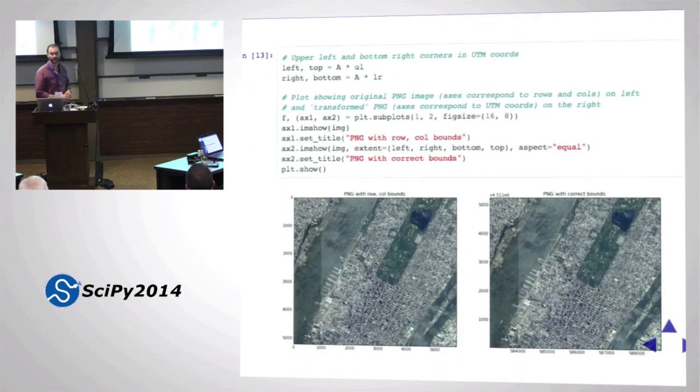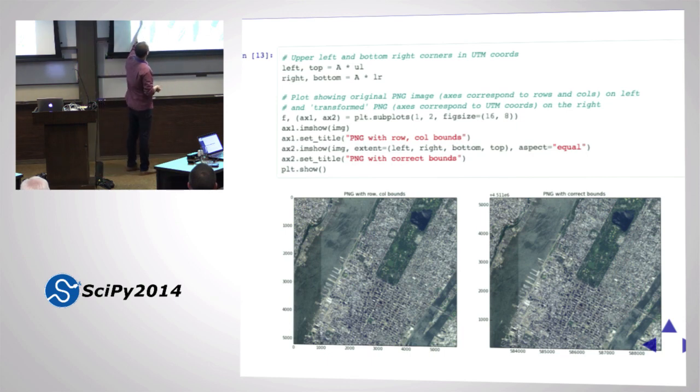So, just as a quick example, here again is the upper left and bottom right corners in UTM coordinates. Left top is the affine transformation times upper left. Right bottom is the affine transformation times the lower right. And I'm just going to plot it using regular, normal matplotlib imshow calls. Nothing fancy here. No special geospatial stuff.